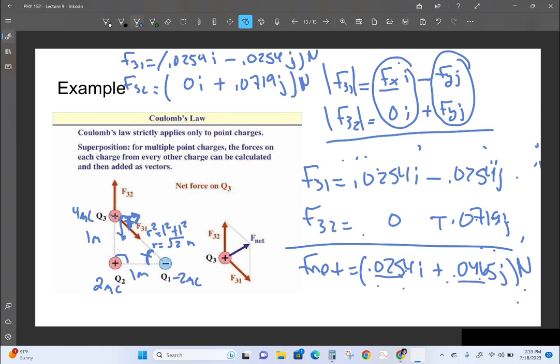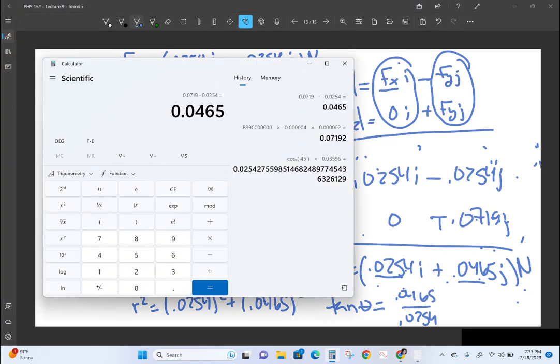And if I want to find the magnitude of that, I'm just going to say R squared equals 0.0254 squared plus 0.0465 squared and take the square root of it. And if I want to find the angle, remember that this angle is up in the first quadrant, so we don't have to do anything to change it. It's going to be 0.0465 divided by 0.0254, and if we take the inverse tan of that, it's going to give us our angle. So let's do that.